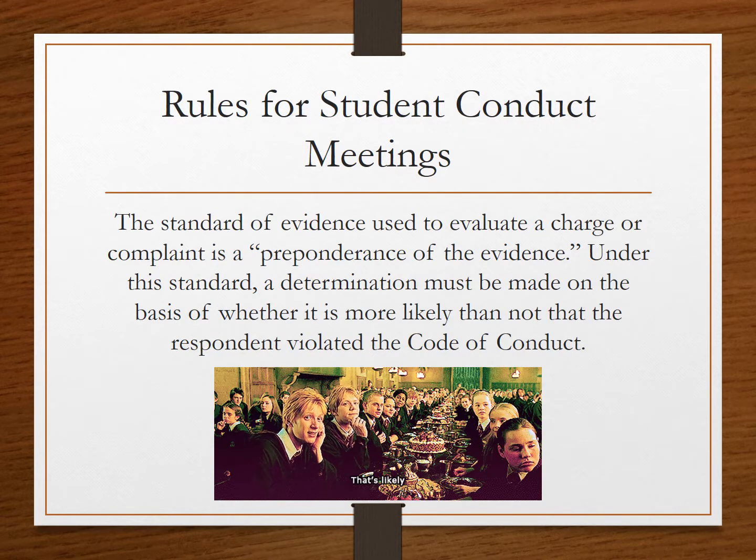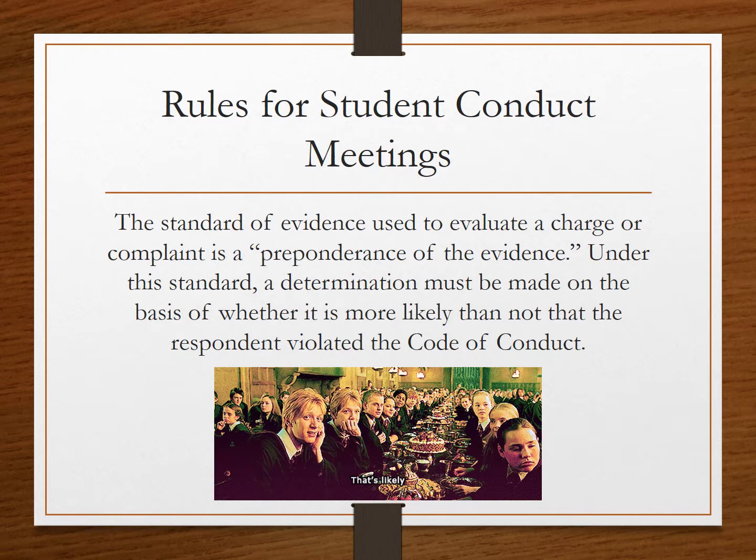The college has several rules to ensure that your rights are protected during the student conduct process. The first is the standard of evidence used to charge a complainant, which is called the preponderance of evidence. Under this standard, a determination must be made on the basis of whether it is more likely than not that the respondent violated the code of conduct.